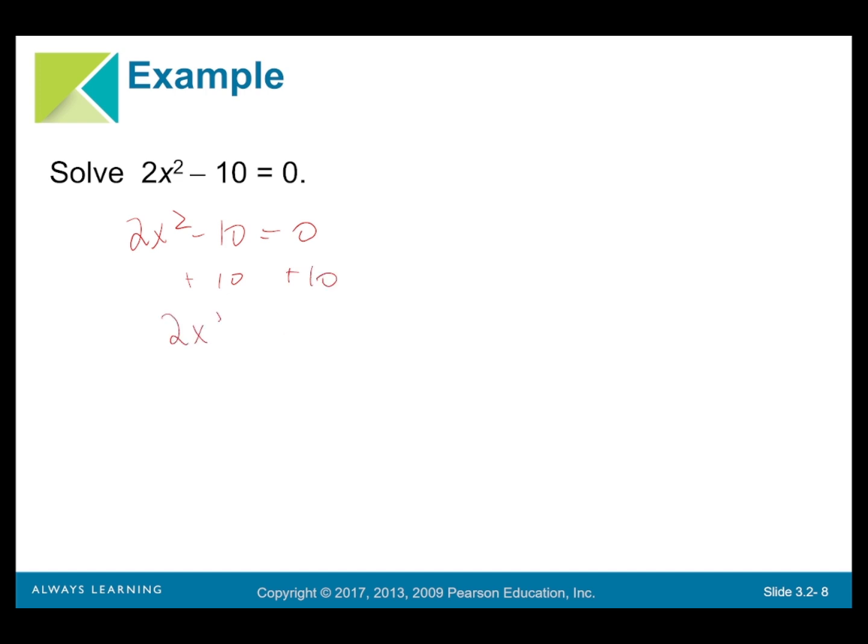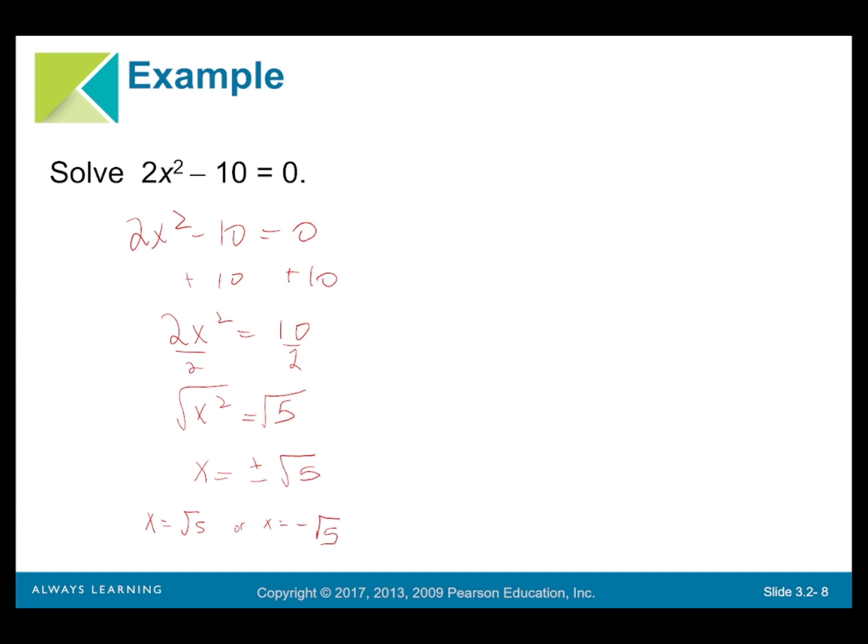Then I have 2x squared equals 10. So now I have x's on one side and non-x's on the other. That's a pretty good first step. So I divide by 2 on both sides, and I have x squared equals 5. Nice. Now I can just take the square root of both sides and look at x equals plus or minus root 5. Or we write this x equals root 5 or x equals negative root 5.